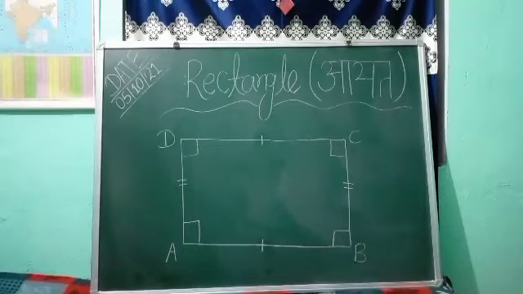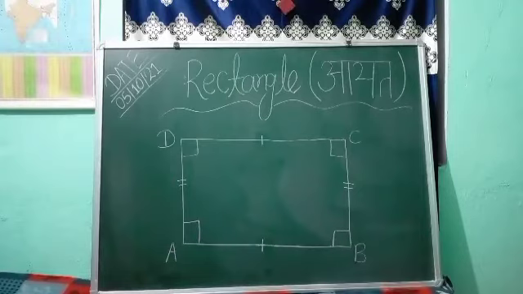It's a parallelogram with four right angles. Sum of all interior angles equals 360 degrees. Perimeter of a rectangle. The perimeter of a rectangle is defined as the total distance covered by the outer boundary of the rectangle. It is measured in unit length. The formula of perimeter is perimeter equals 2 into length plus breadth.